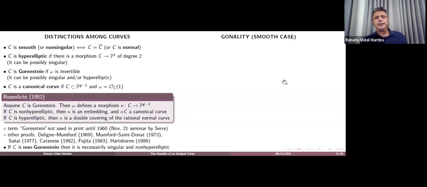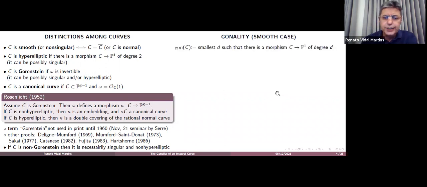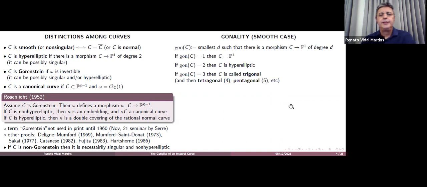So let's address now the gonality in the smooth case. The gonality is the smallest d such that there is a morphism C to P1 of degree d. And the gonality of C is 1 if C is P1. The gonality of C is 2 if and only if C is hyperelliptic; 3 if it's trigonal, 4 tetragonal, 5 pentagonal, and so on.